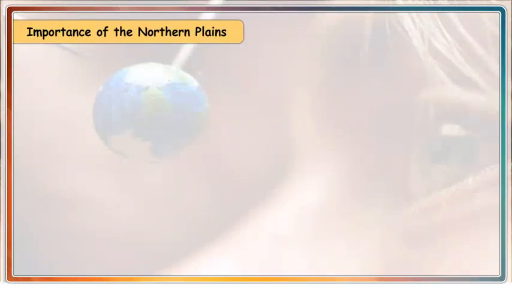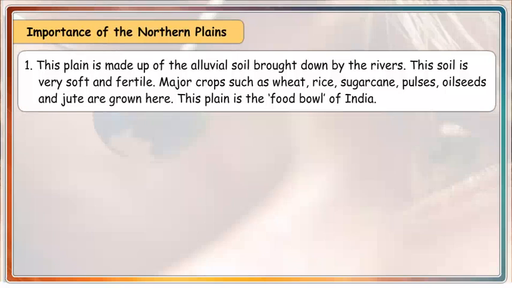Importance of the northern plains. First, this plain is made up of the alluvial soil brought down by the rivers. This soil is very soft and fertile. Major crops such as wheat, rice, sugarcane, pulses, oilseeds and jute are grown here. This plain is the food bowl of India.